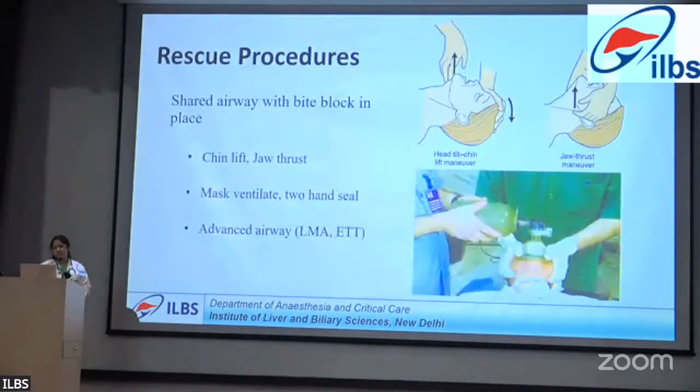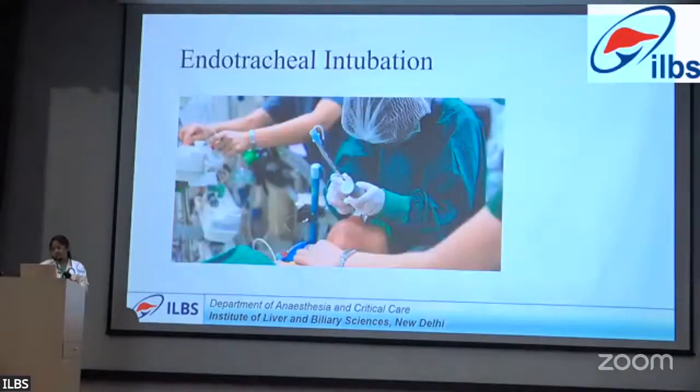Now, airway management is important because anytime the patient desaturates, we should have a rescue procedure. Initially we start with a head tilt, chin lift, and jaw thrust maneuver whenever the patient desaturates. Further, if the patient continues to desaturate, we go for mask ventilation with the two-hand technique. And if it desaturates further, we end up with endotracheal intubation or laryngeal mask airway.